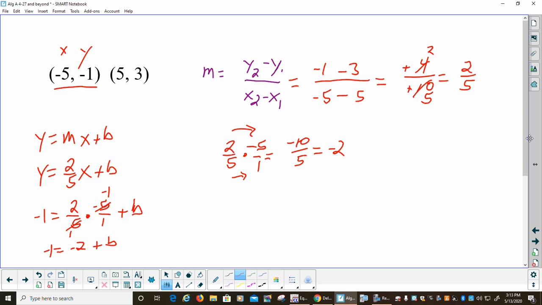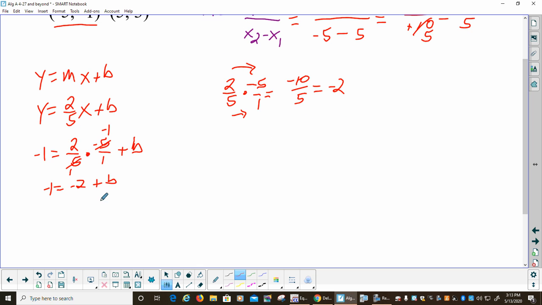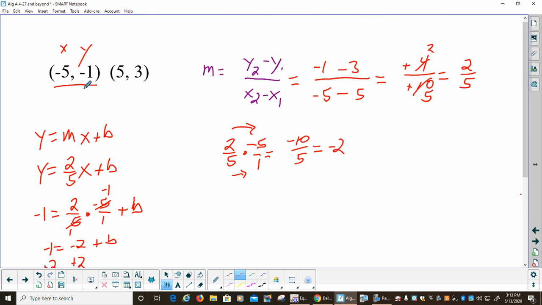Okay? Scrolling it down. To finish, I need to solve for b. You're adding a -2. So to undo it, I'm going to add a +2. -1 plus 2 is 1. 1 is equal to b. So your final answer is y is equal to, slope was 2/5, x plus 1.